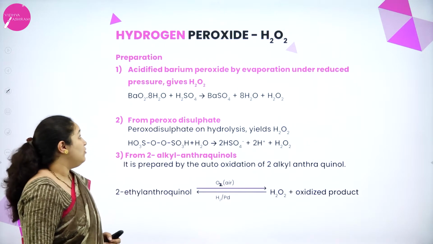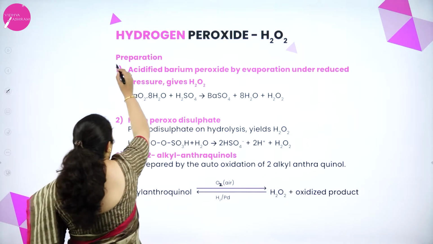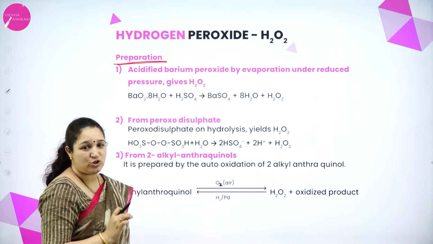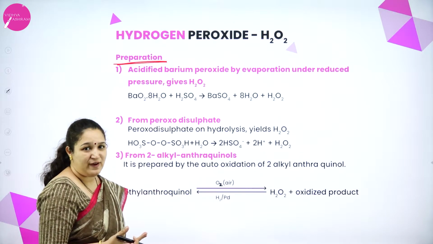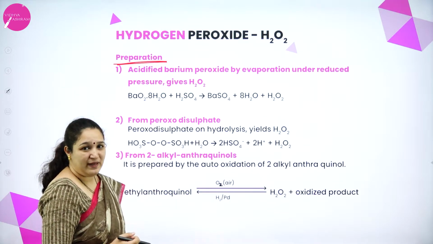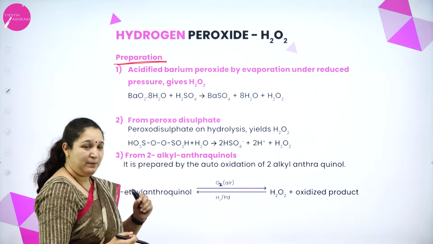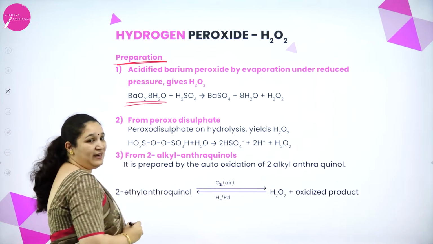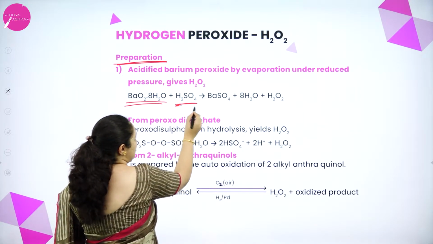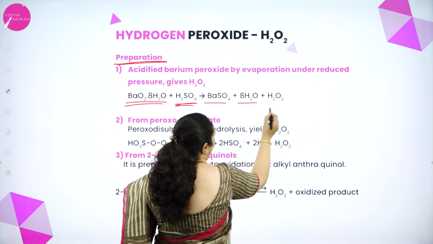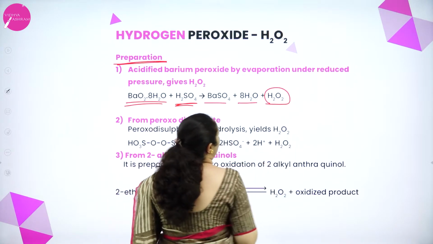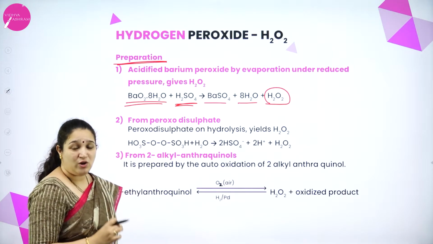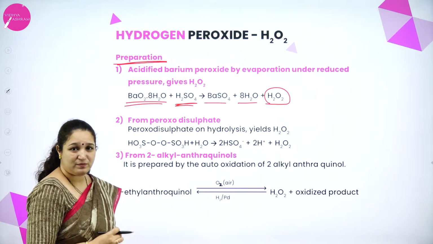Okay. So first one is preparation of hydrogen peroxide, that is H2O2. We call it as hydrogen peroxide. More about structure of hydrogen peroxide I shall explain. Okay. First we learn about the preparation. First method is you take barium peroxide and acidify with H2SO4 to form barium sulfate, water and hydrogen peroxide is formed. Remember, it is belonging to inorganic chemistry, this particular chapter, isn't it?